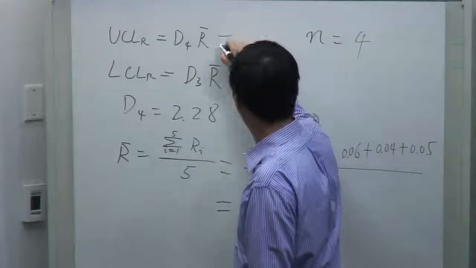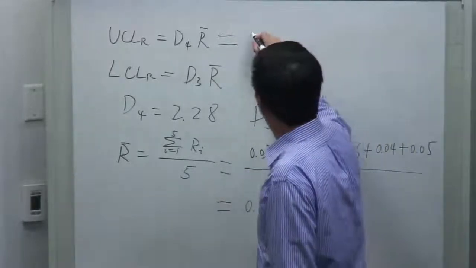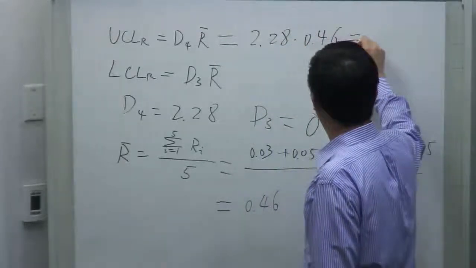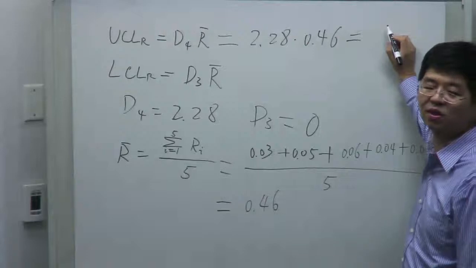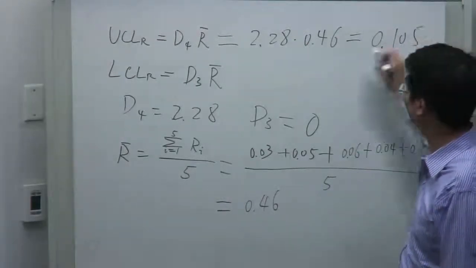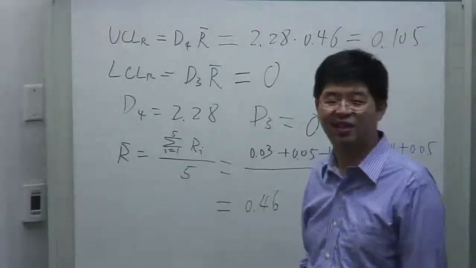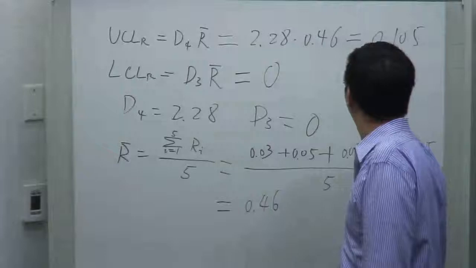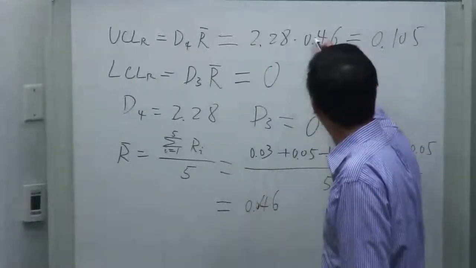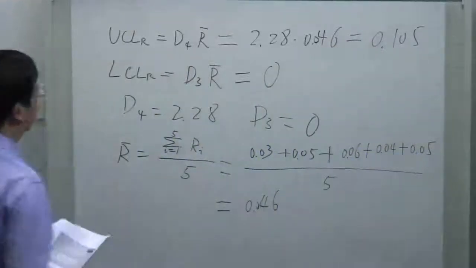And then we plug this number into the formula. Then it becomes very straightforward. Can anybody tell me 2.28 times 0.046? Any volunteer? 0.105. It's 0.046, not 0.46. Okay, that doesn't matter. Thank you. Okay, so that is the range chart.